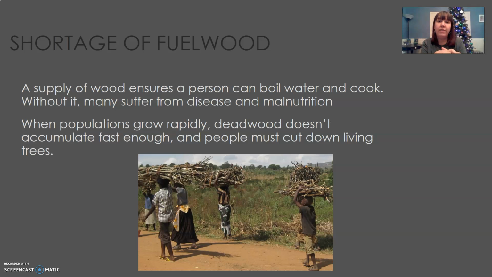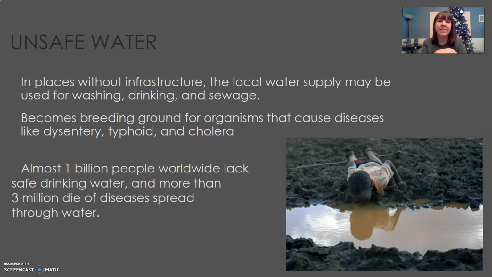Fuel wood: if you look at developing nations, they use wood to heat their homes and to cook their food. And so this is a very early sign that an area is growing too fast, when they can't accumulate that wood fast enough to support their family's needs.